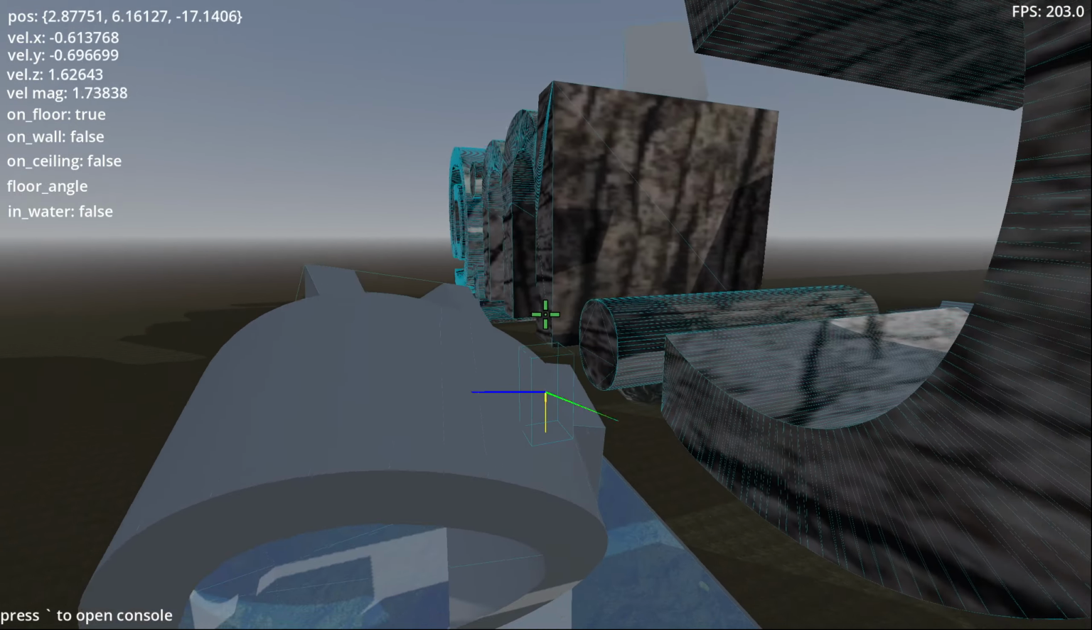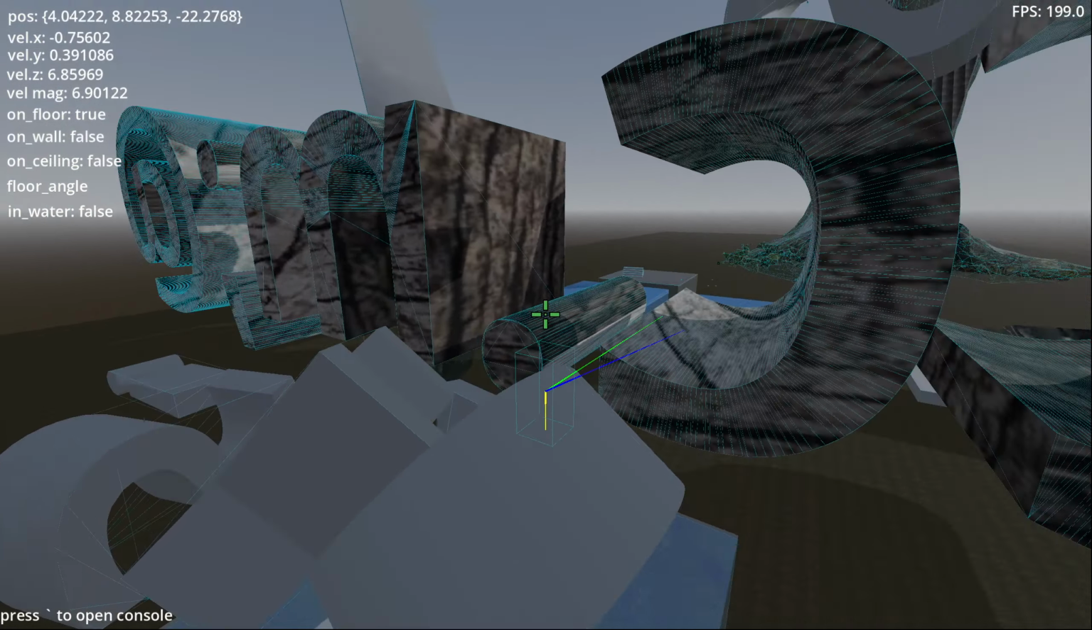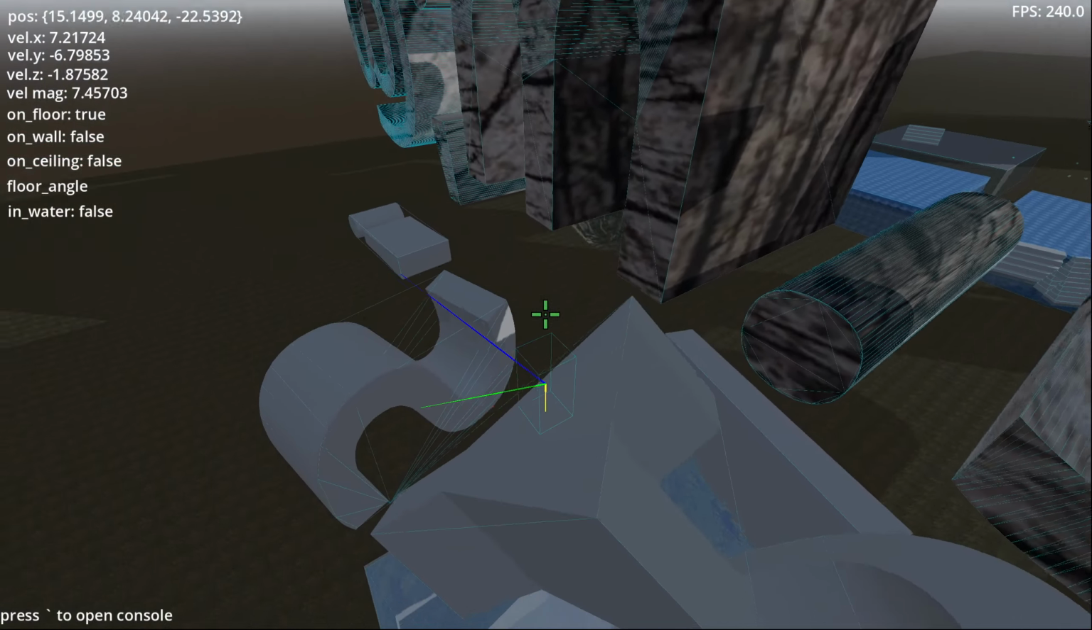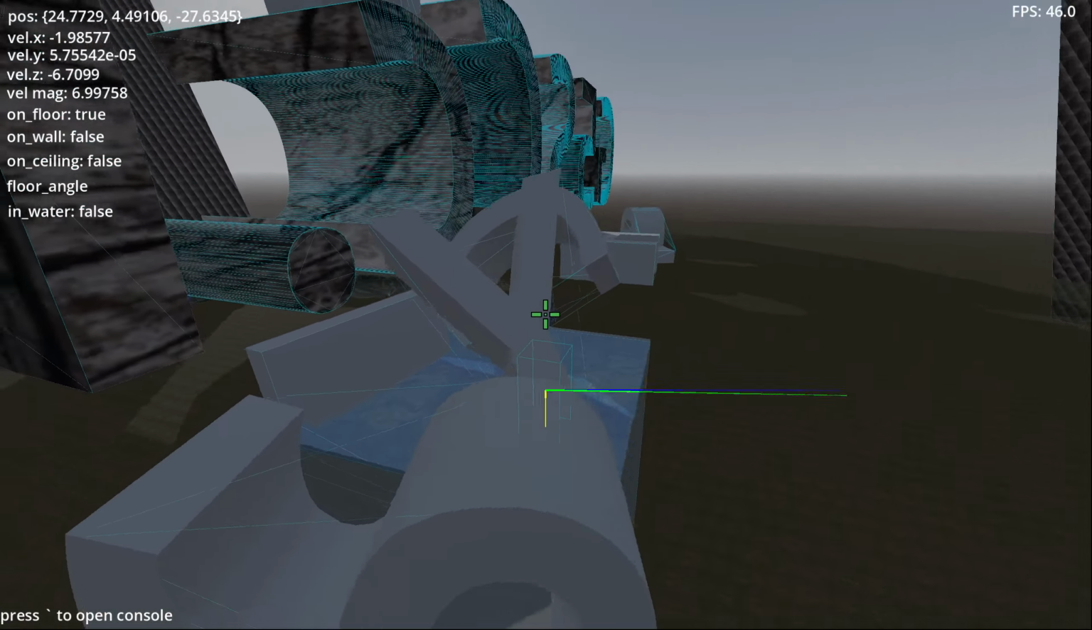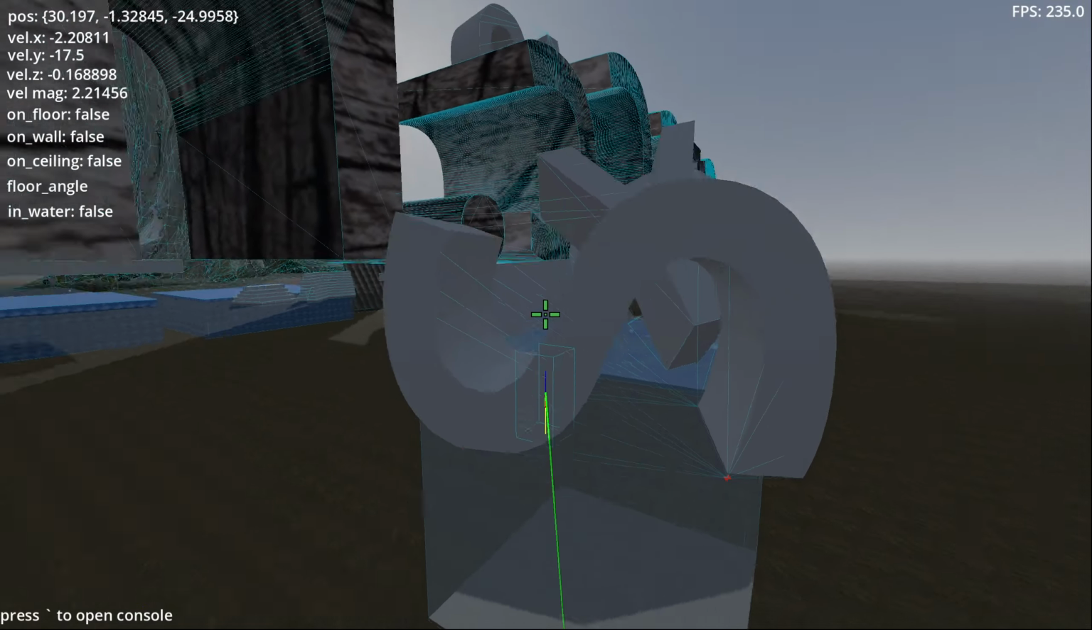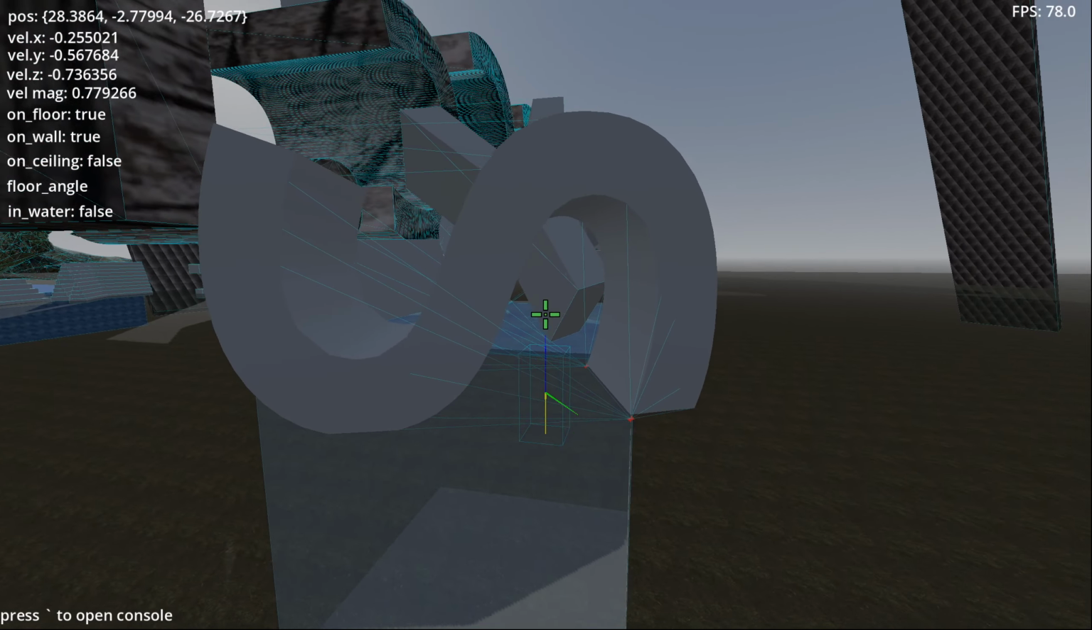There are also these massive frame drops when I touch these physics objects for some reason. Mostly this one. I don't understand why. I think it's around here. Yeah. Oh my god.